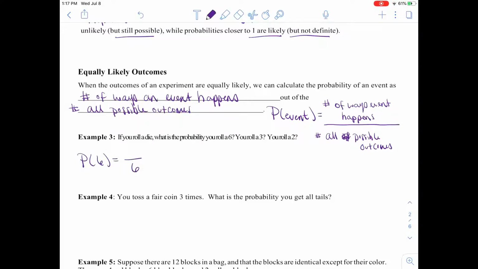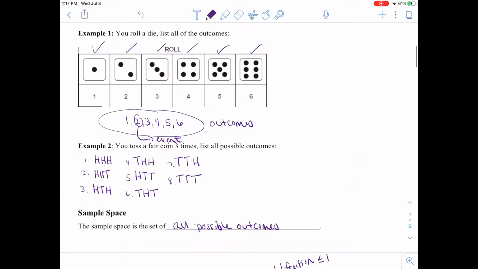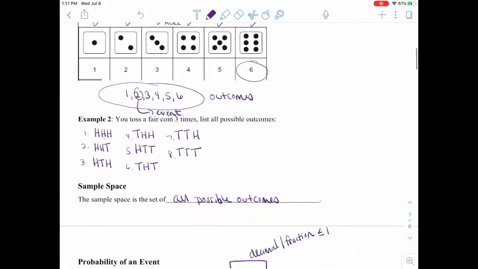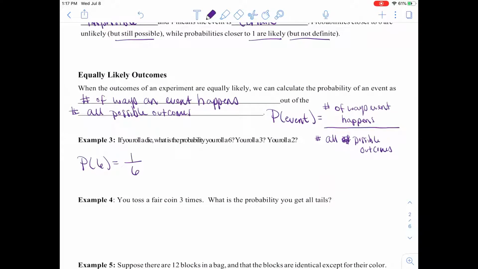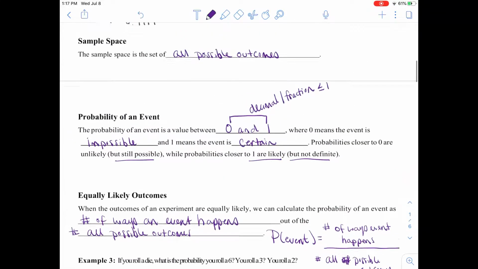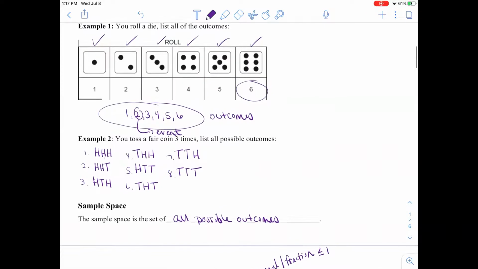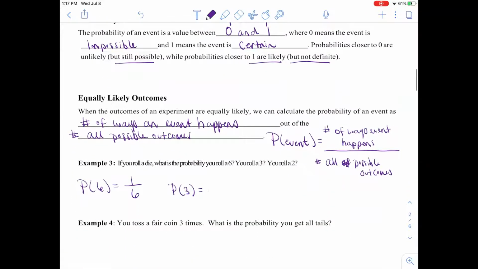Well, there's 6 possible outcomes. And how many times do we see a 6 happening? Only once. So that's why it's going to be 1 out of 6. Now the probability of rolling a 3. Again, if I go back up to the visual, I only see it once. And again, there's a total of 6 outcomes. Oops. Be careful of that. Don't make that mistake. And then the probability of rolling a 2 is going to be the same, 1 out of 6.